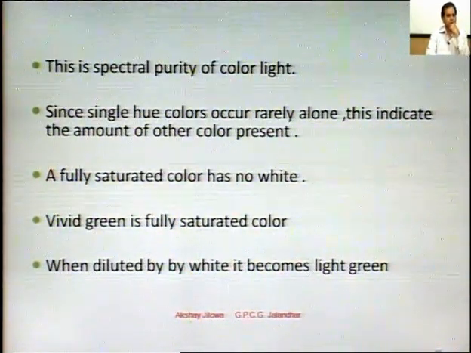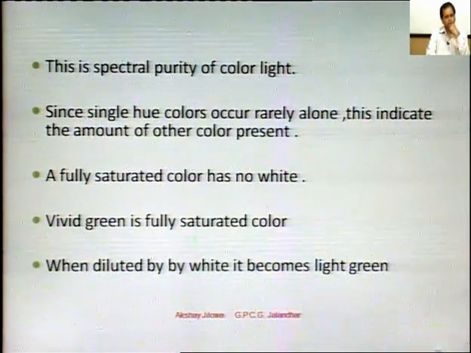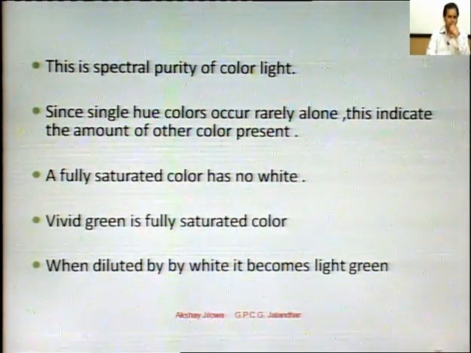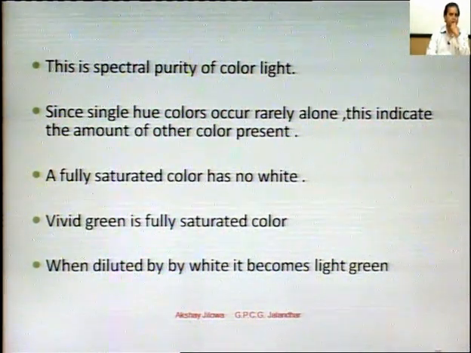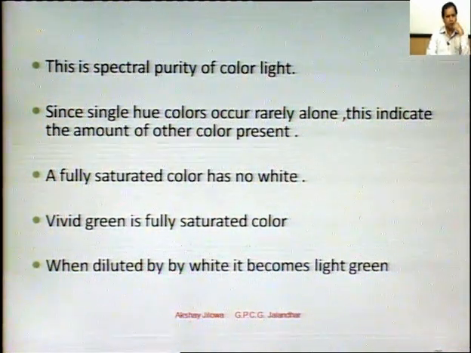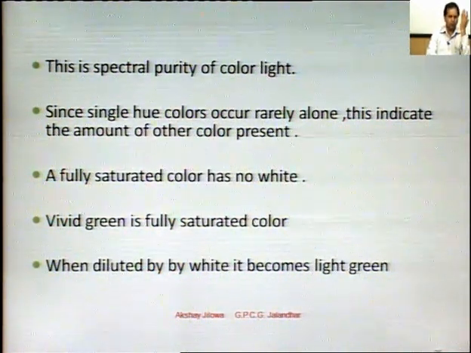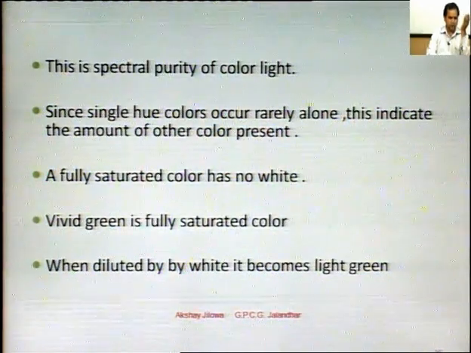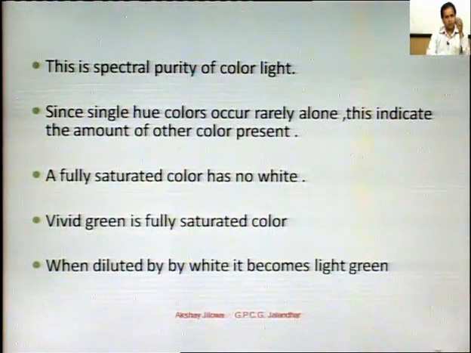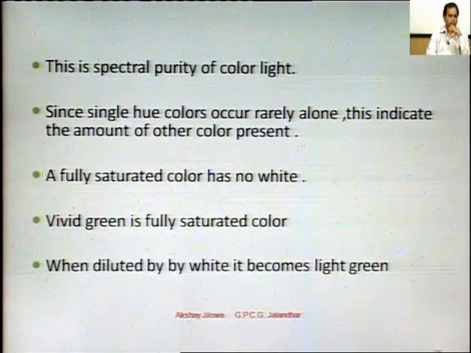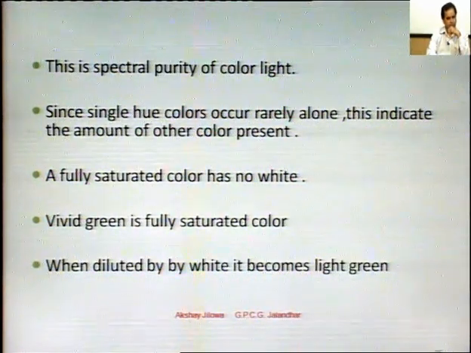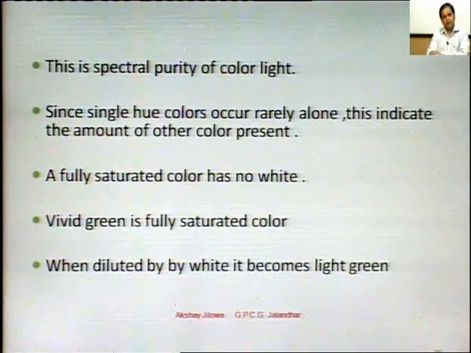This is spectral purity of color light, how pure a particular color is. Since single hue colors occur rarely alone, this indicates the amount of other color present. It is practically not possible to have a single color; it is very rare that only a particular color is there. So, it depends upon how much the presence of other color is there. A fully saturated color has no white. So, vivid green is a fully saturated color.